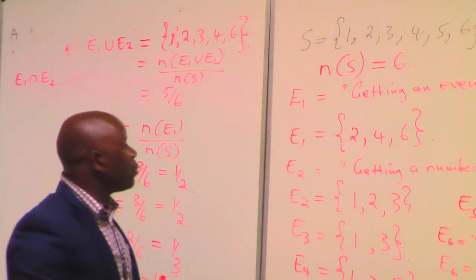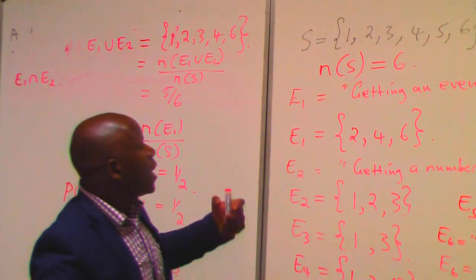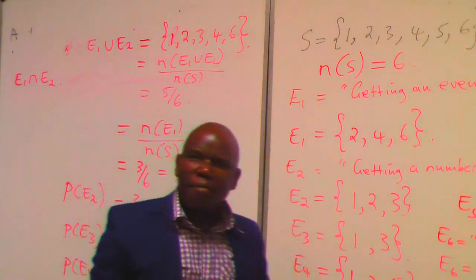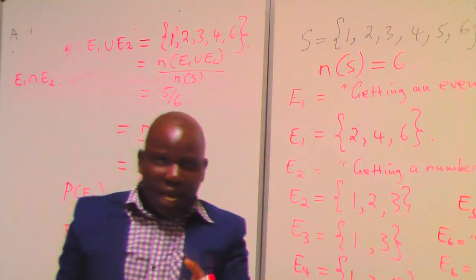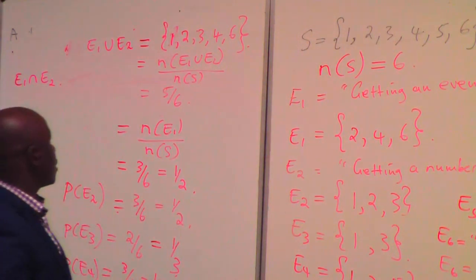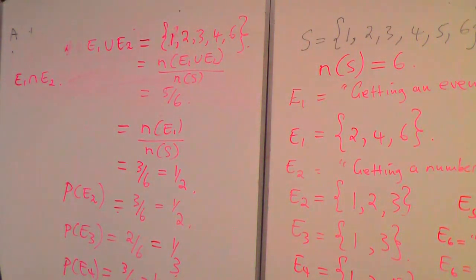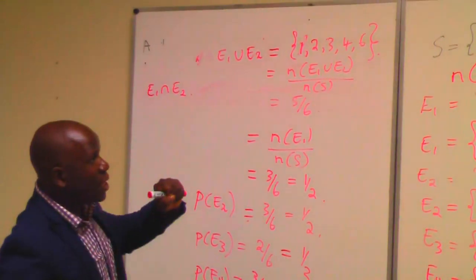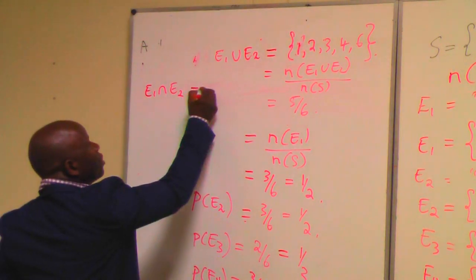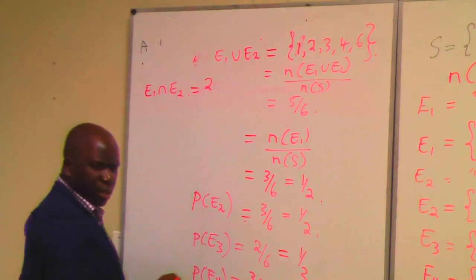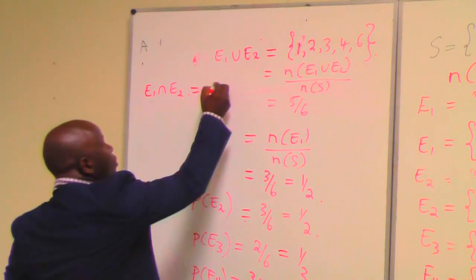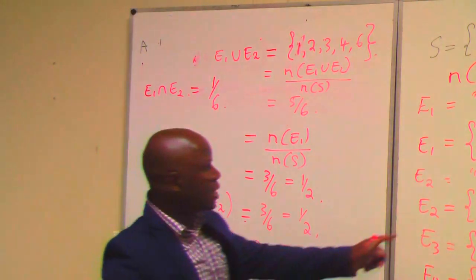In other words, what is the probability of getting an even number, that is E1, and getting a number that is less than 4? AND stands for intersection, OR stands for union. That is in the context of sets, in the context of probability. So getting an even number and a number that is less than 4, it will be equal to 2. It's not 2, it must be 1 because we only have one element. So it will be equal to 1 over 6. Where am I getting 1?